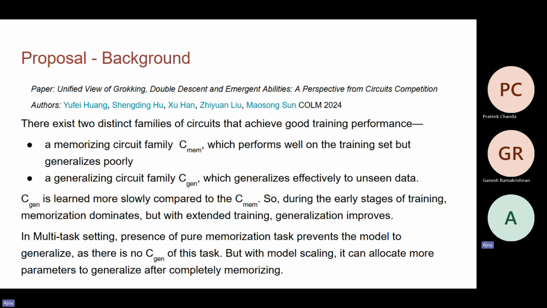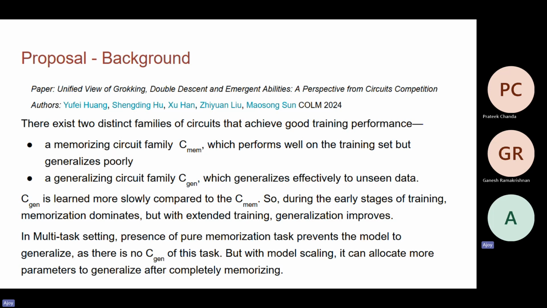Small background before the proposal: there's one more paper which connects grokking, emergence of skills, etc. The key idea is that there are distinct circuits in the neural network, some for memorization, some for generalization. When you have a pure memorization task in a multitask setting, the memorization dominates, and since there is no generalization component for the memorization task, only when the model scales to a certain extent does it allocate parameters for the generalization circuit, and that's how it will start generalizing as the model scales.